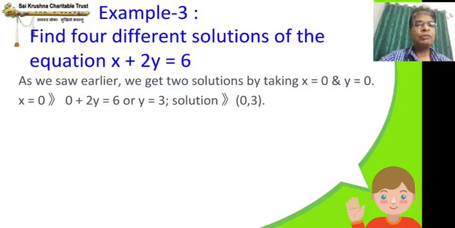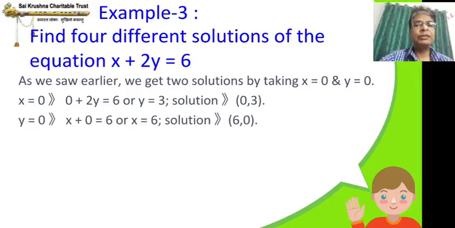Why have I written solution? Because in the question they have written find 4 different solutions of the equation, so I am using the same word solution, 0, 3. I hope there is no confusion here for anybody. Now I am assuming y equal to 0, in which case x plus 0 equal to 6, or x equal to 6, and the solution is 6, 0. Now you pause the video, write the other 2 solutions yourself and then check.